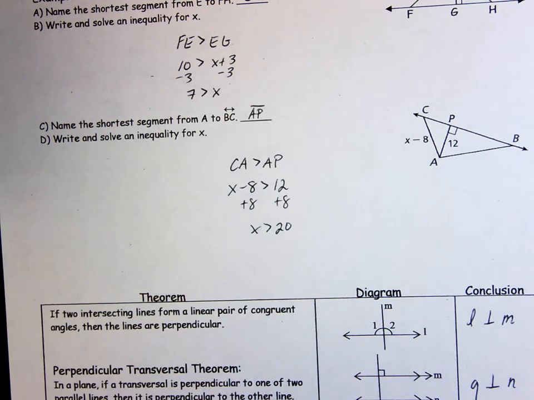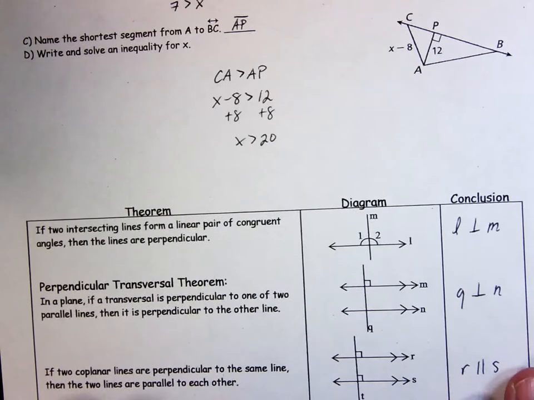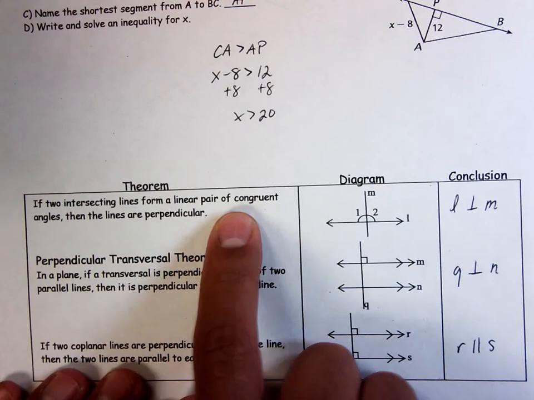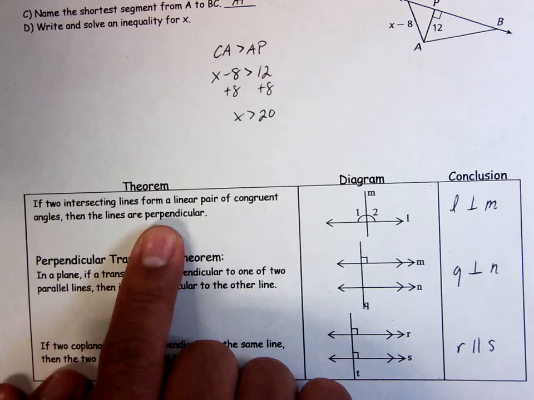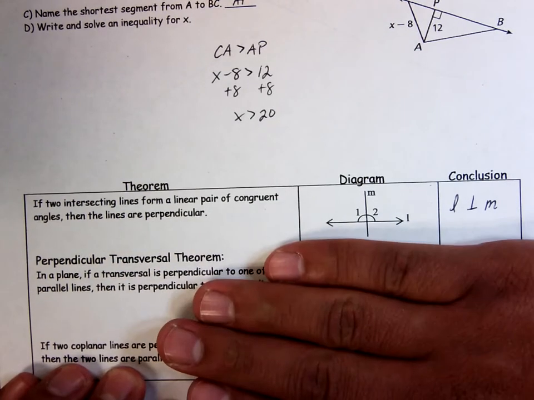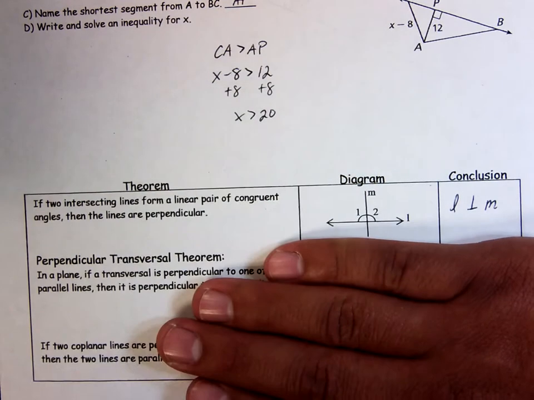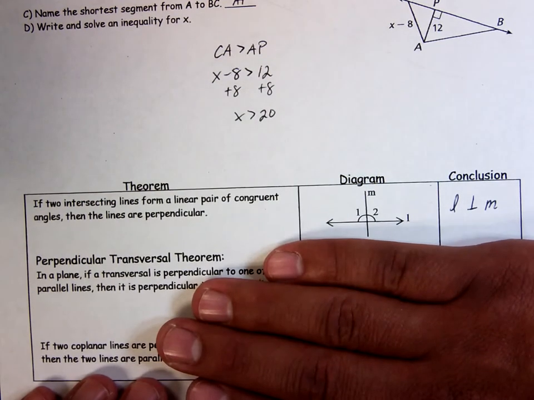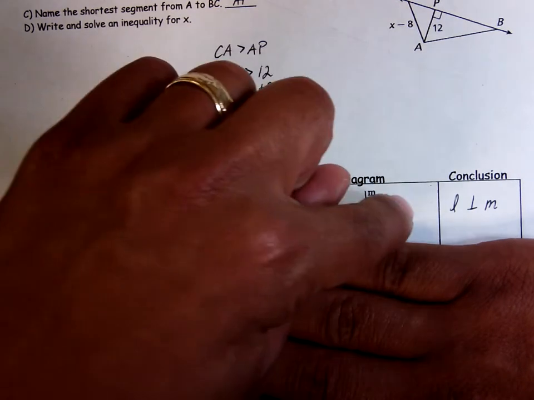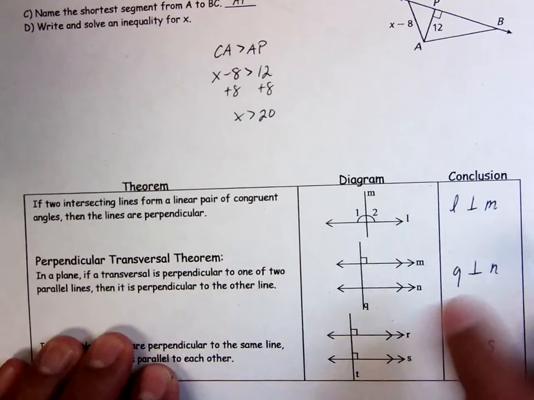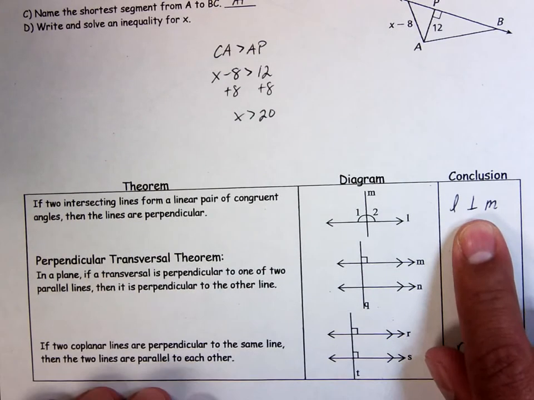Alright, bottom part. If two intersecting lines form a linear pair of congruent angles, then the lines are perpendicular. So there's my linear pair. These little arcs, if that's got one arc and that's got an arc, it's telling me that angle 1 and angle 2 are congruent. Well, if they're congruent and they're a linear pair, that means they both have to be 90 degrees. So if they're both 90 degrees, then L is perpendicular to M.